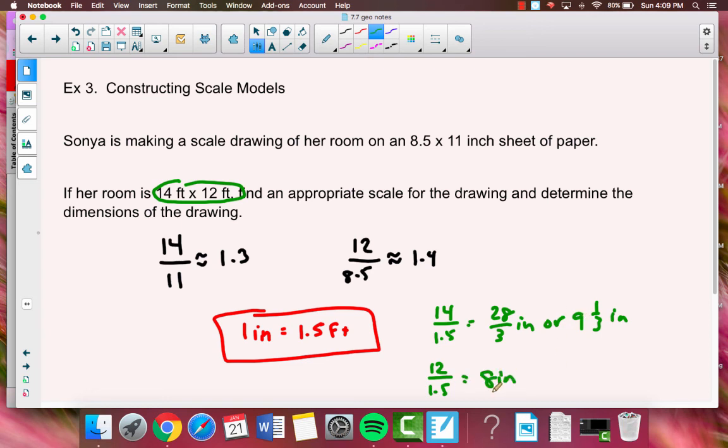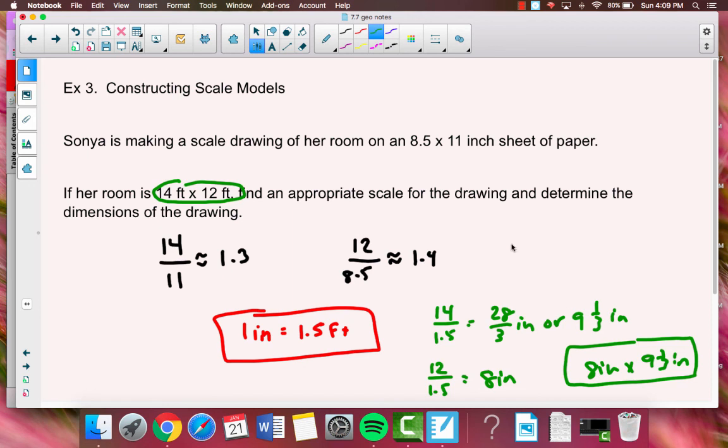So would an 8-inch by 9 1/3-inch drawing fit on an 8.5 by 11? Well, 8 inches will definitely fit on 8.5, and 9 1/3 inches will definitely fit on 11 inches. So this would be perfect. We'd say it's going to be an 8-inch by 9 1/3 inch drawing, which definitely fits on our paper, which is good. So when you do this in class and you have to come up with your scale, make sure that when you figure out your drawing dimensions, it's going to fit on the given size paper or poster board that you're working with.